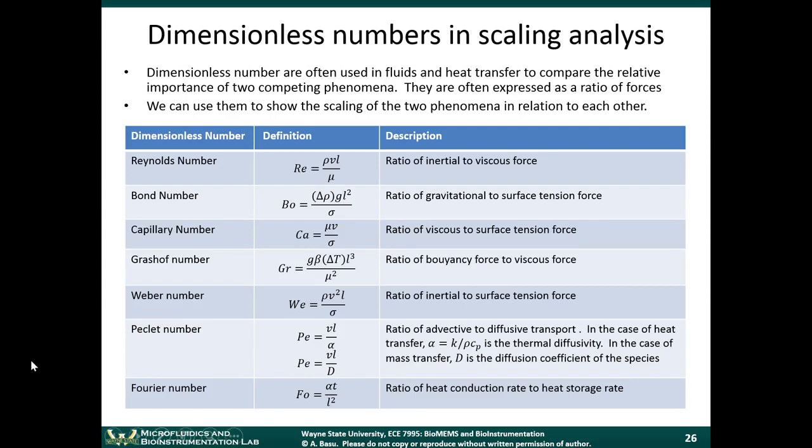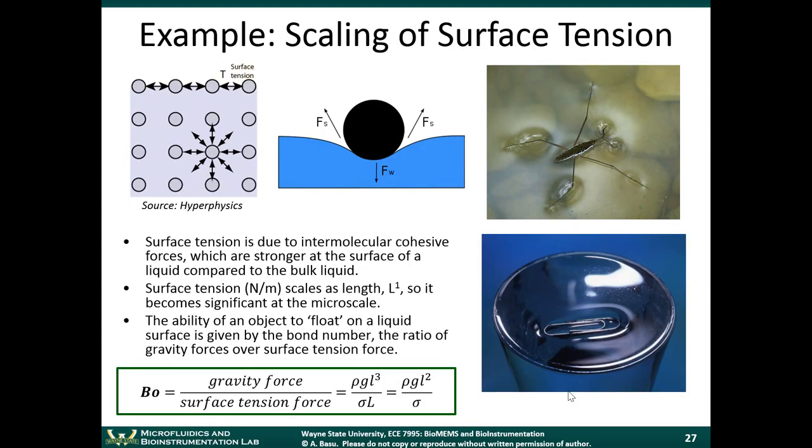The Fourier number is the ratio of heat conduction rate to heat storage rate. That scales as 1 over length squared. Now this is an example we're going to actually look at next. Some things about surface tension. I include this in here because I do a lot of work on surface tension. So there's my bias. But it's a nice example of showing the scaling of forces.